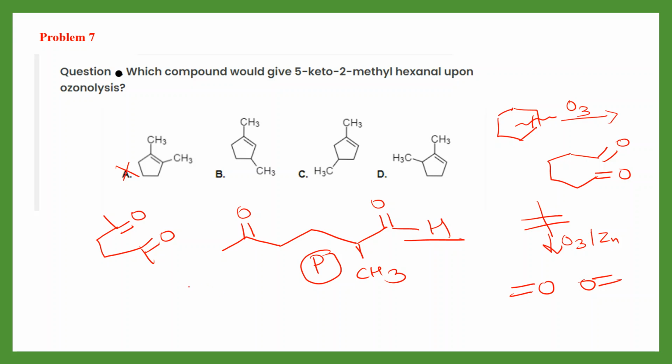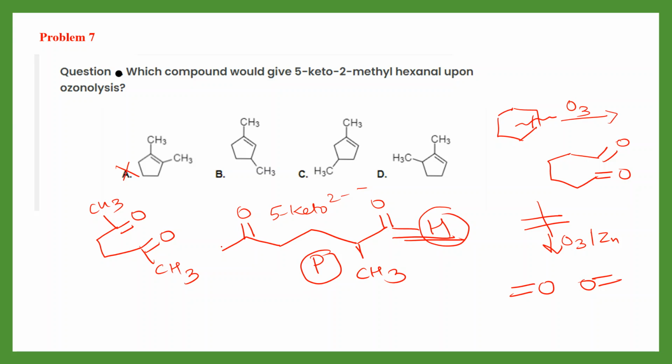No, ma'am, can you please re-explain? Okay, let me explain again. It is asking which compound among these four options would give 5-keto-2-methylhexanal. So this is your 5-keto-2-methylhexanal. Hexanal means an aldehyde is there. But in option number 1, if we cleave, we get ketone at both the terminals, but our product has an aldehyde at one of the terminals. Now you have understood.